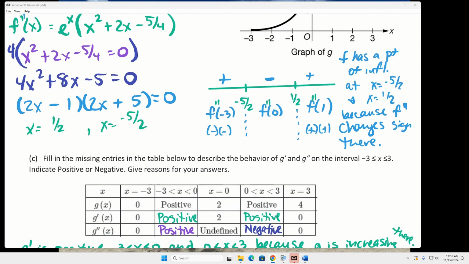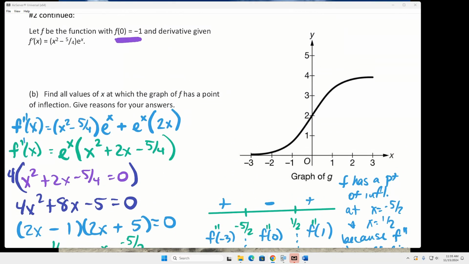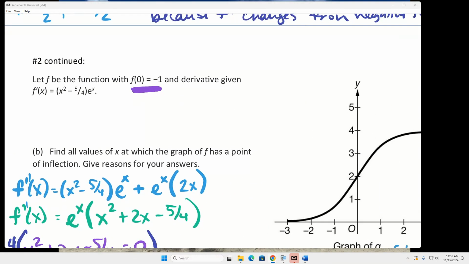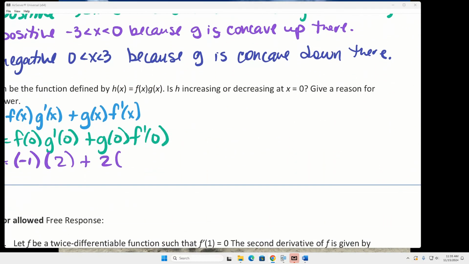And then f prime of 0, we're going to actually have to evaluate this function of f prime. So we would put 0 in for x. Let me go over to this side and do that. All right, e to the 0 is just going to be 1, so that's going to be -5/4.